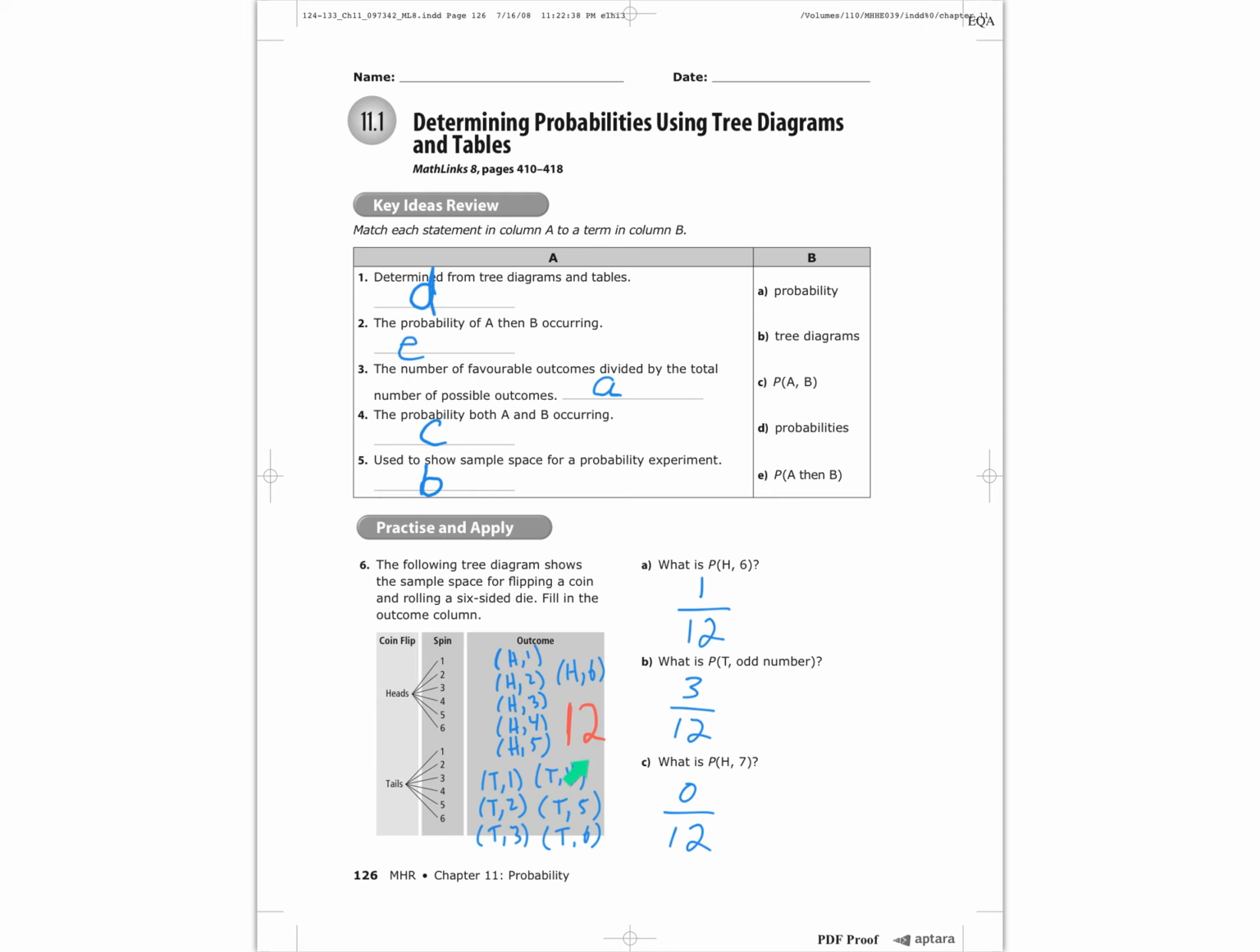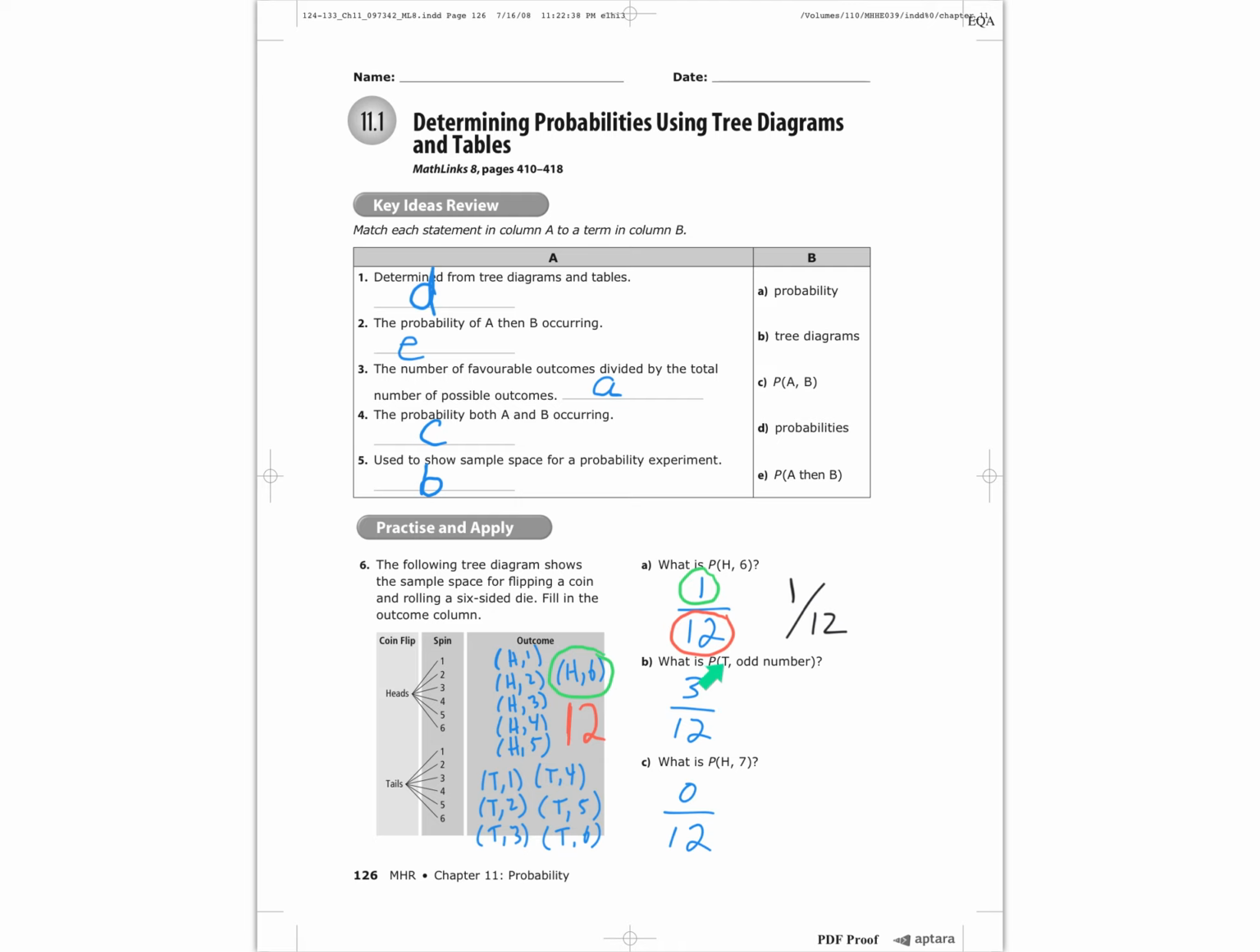Okay? Now, once you have these, you can answer these questions. So, what is the probability of getting heads on the coin and then a 6 on the die? Well, we just look at our outcomes. And how many of them have an H and a 6? Just 1. And we said there were 12 in total. So the answer is just, there's a 1 in 12 chance of getting heads on the coin and 6 on the die.